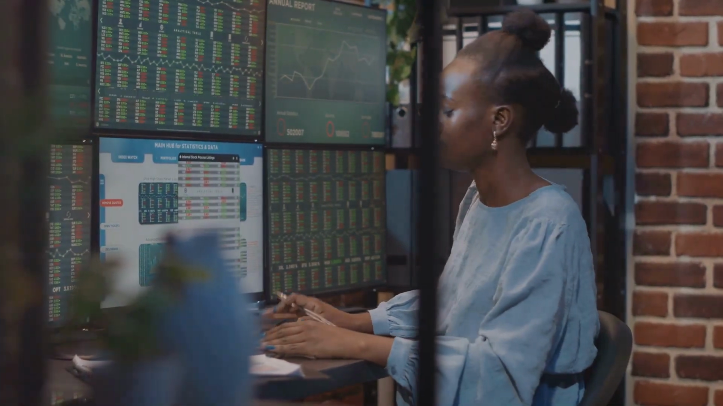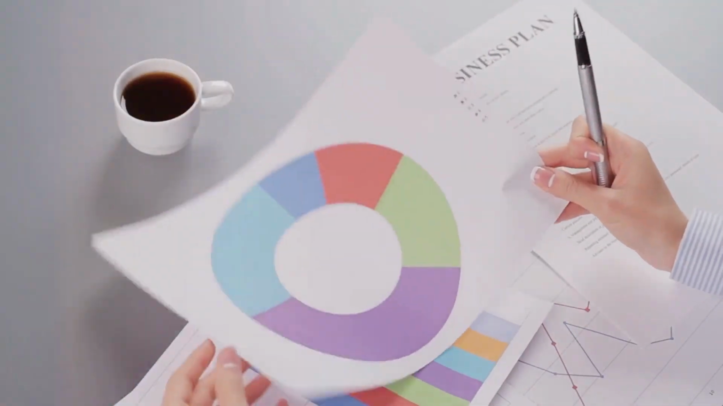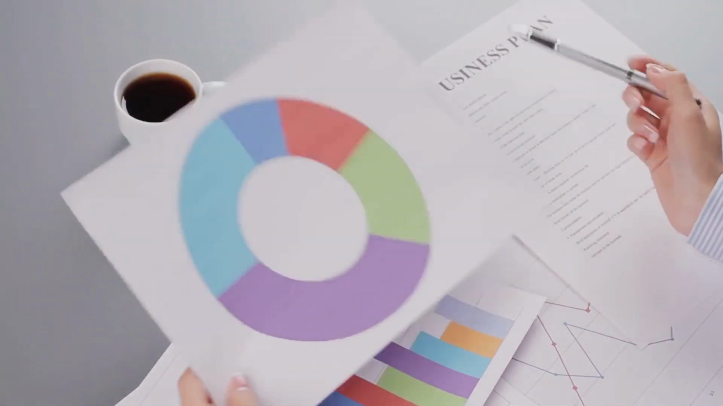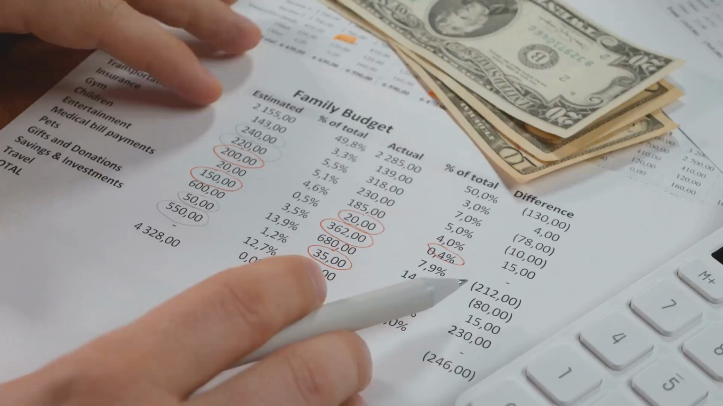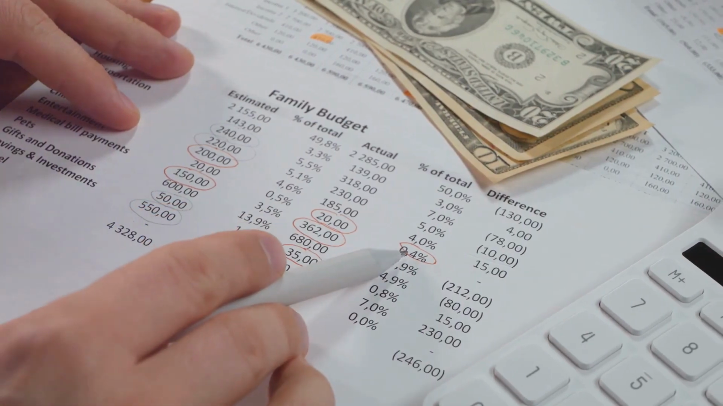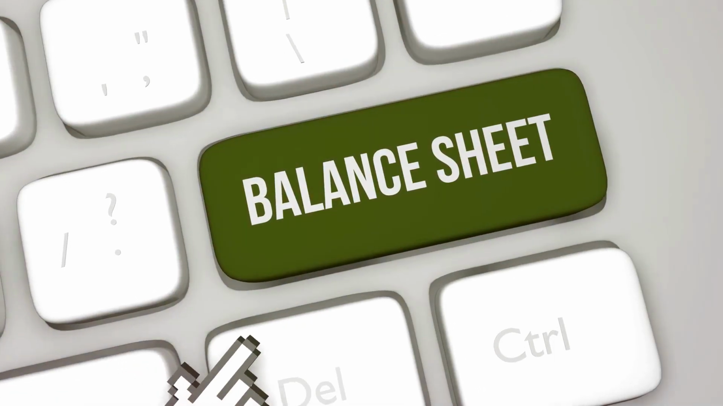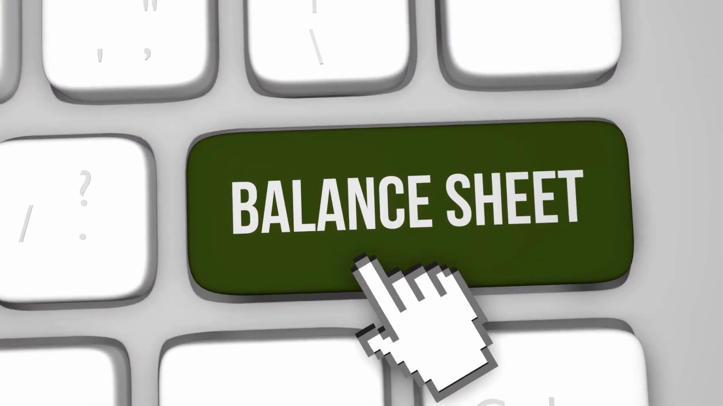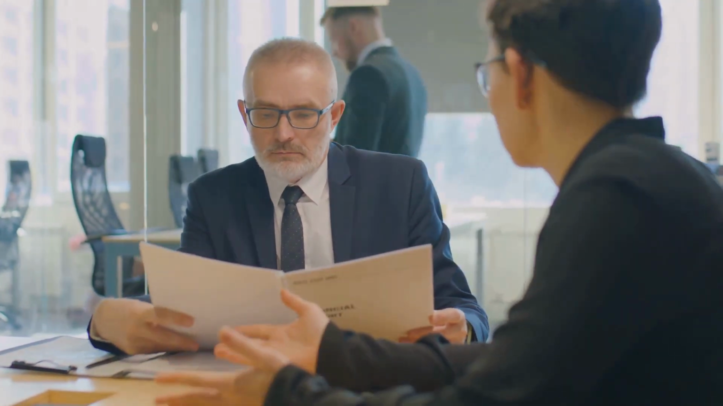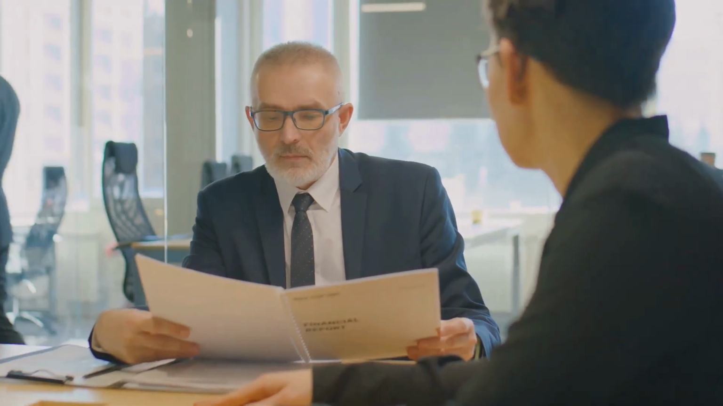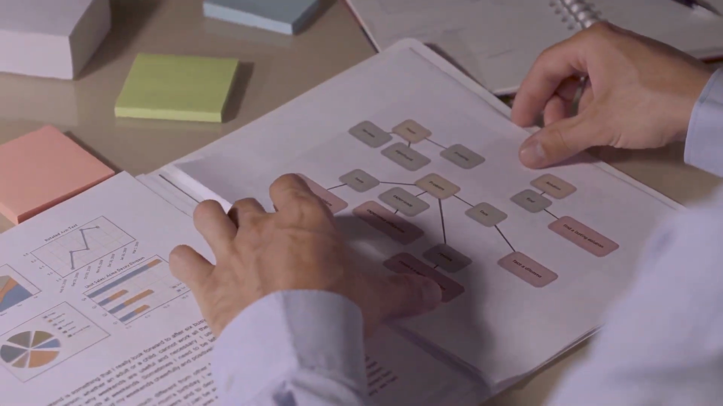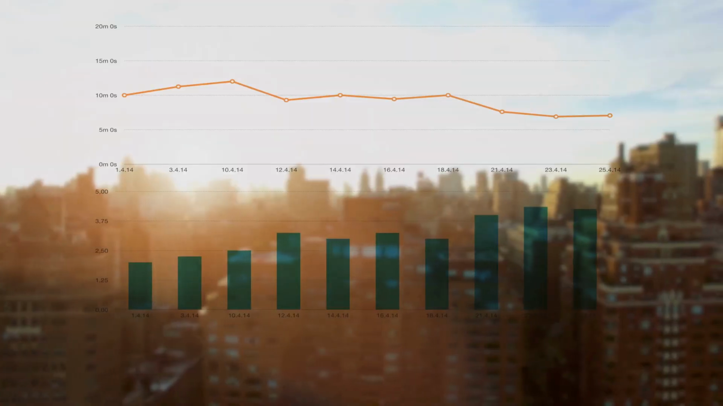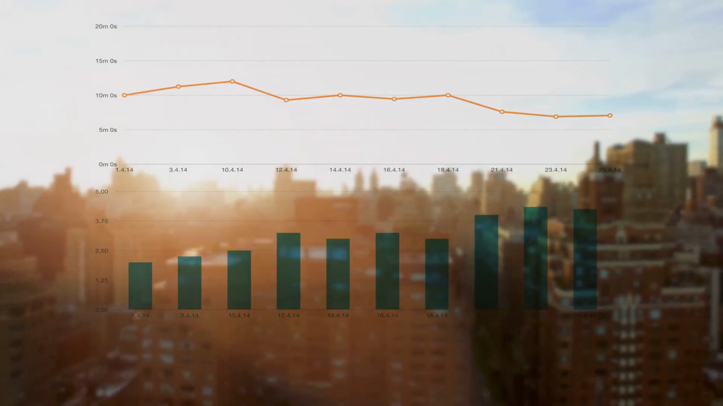Why is analyzing these statements important? Because they give you a 360-degree view of the company's financial health. By examining the income statement, you know how profitable the company is. The cash flow statement tells you how well the company manages its cash, and the balance sheet reveals the company's financial stability. When you put all these pieces together, you can make informed decisions, whether you're investing, lending, or managing a business. You can spot red flags like declining profits, poor cash management, or excessive debt. You can also identify opportunities for growth and improvement.